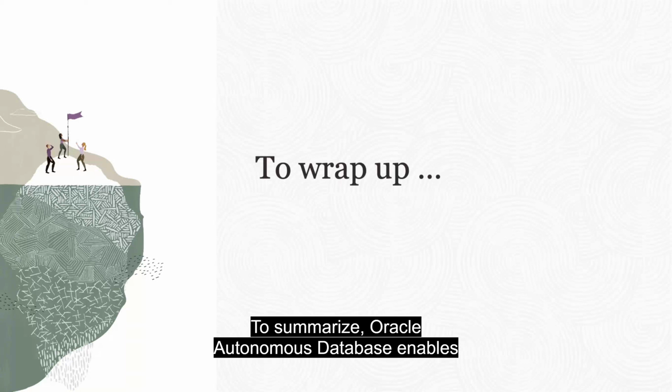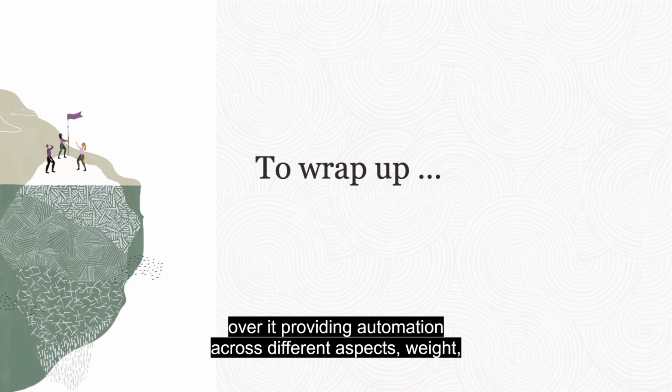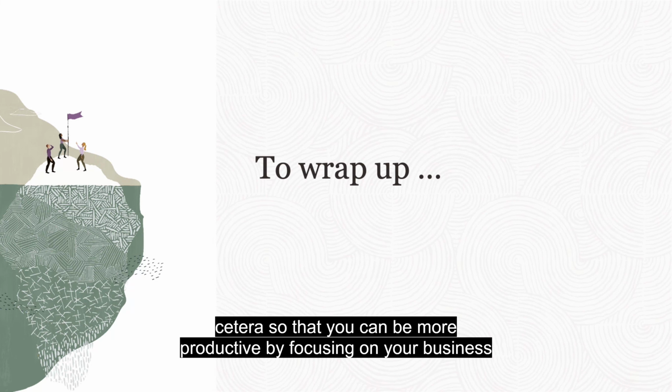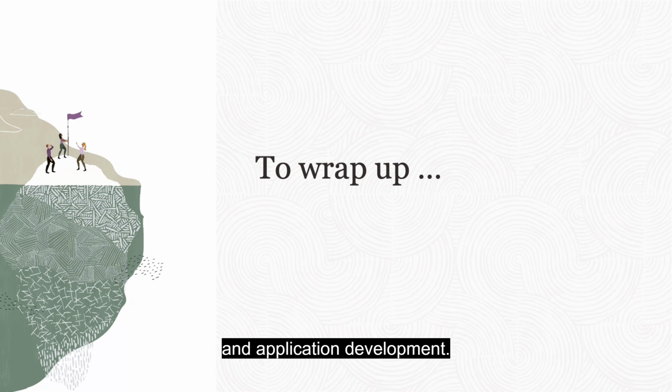To summarize, Oracle Autonomous Database relieves you of several database manageability overheads, providing automation across different aspects, be it provisioning, security, availability, performance, maintenance, etc., so that you can be more productive by focusing on your business and application development. It is protected from downtime.